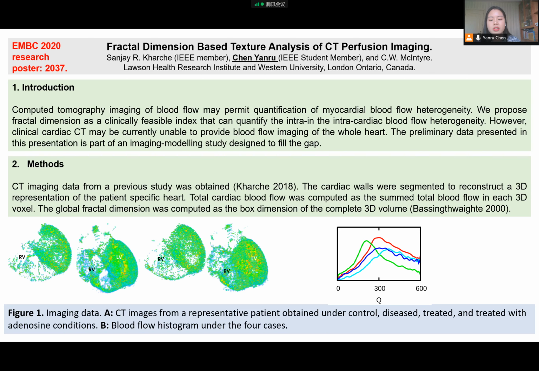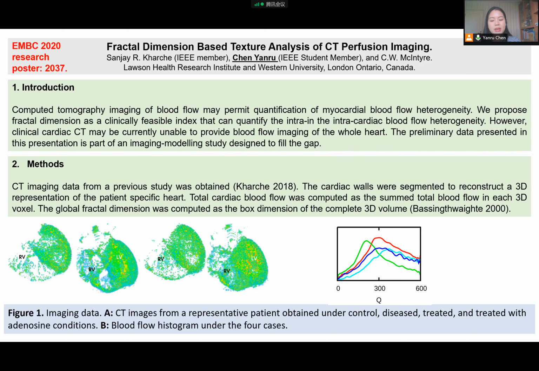To test this, the 3D map was first thresholded at predefined maximum and minimum values, after which the fractal dimension was computed. Total cardiac blood flow was computed as the summed total blood flow in each 3D voxel. The global fractal dimension was computed as the box dimension of the complete 3D volume.